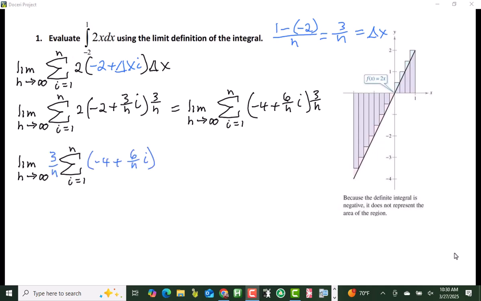I'm pulling the 3 over n out. If I said n was 1,000, that's a constant. I can pull it out. N in effect is a constant because it's going to approach infinity. Every step along the way is still going to be a constant.